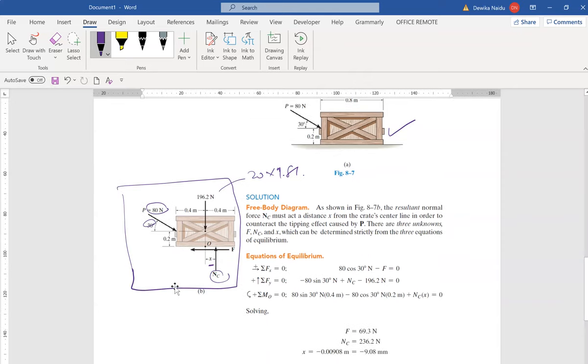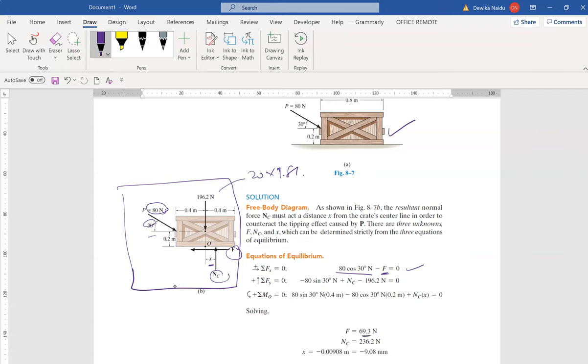Next, your sum of Fx equals 0. So what do you have for Fx? We have the F here, which is the friction, negative because it's going in the opposite direction, and then we have 80 cos 30. That's one equation, where you can solve for your F because you have the value.